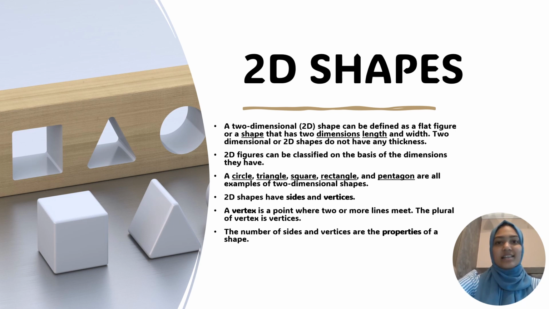2D shapes have sides and vertices. Your sides can also mean your corners, and the vertex is the point where two or more lines meet. The number of sides and vertices are properties of 2D shapes.